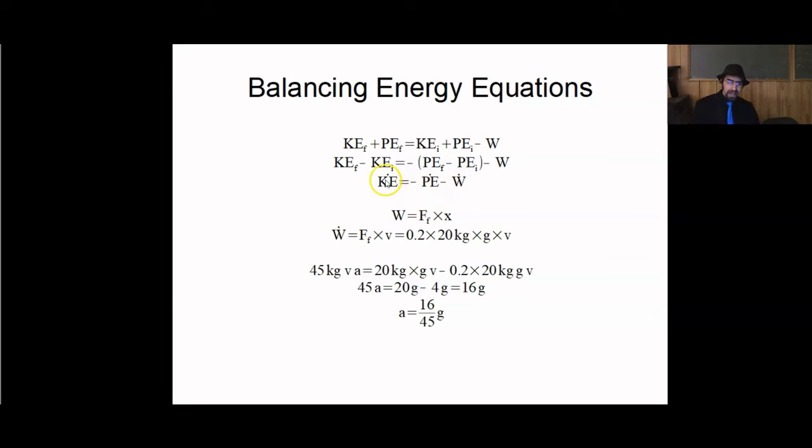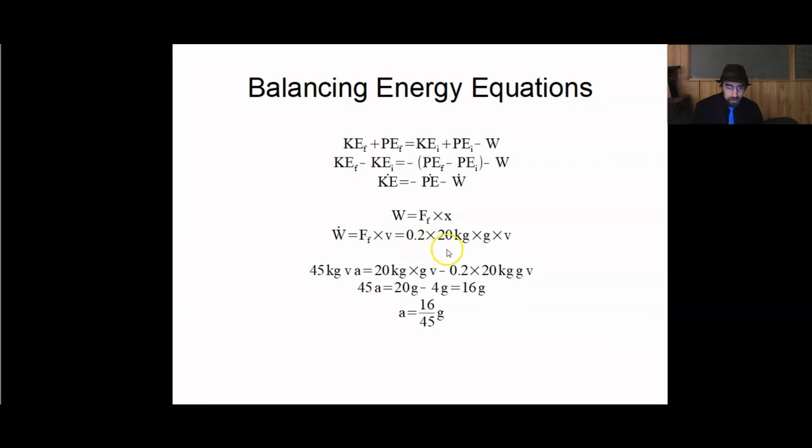We already know how to get KE dot. We already know how to get PE dot. What about W dot? Well, if you remember your work equation, work equals force times distance. So it's going to be force of friction times your distance traveled, x. W dot is going to be force of friction, that's a constant, times x dot, which is v. Right? Rate of change is just going to be force times velocity.